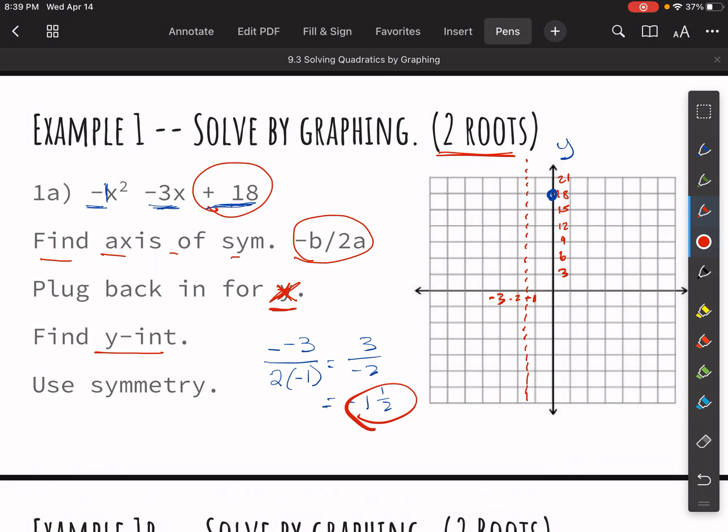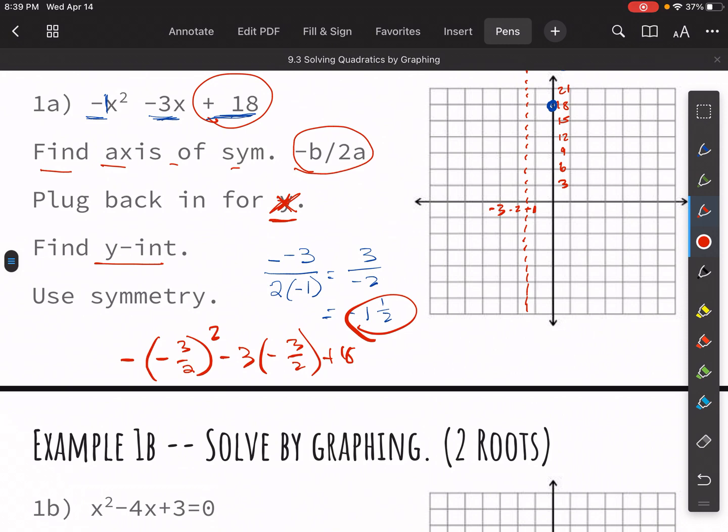Now what we need to do is plug that negative 1.5 back in. So be careful of your algebra here. We have negative, and then parentheses, negative 3 over 2. By the way, 3 over negative 2 could be written as negative 3/2. Same thing, doesn't matter. Squared, minus 3 times negative 3 over 2, plus 18. Okay, so if I do this here, the algebra is this.